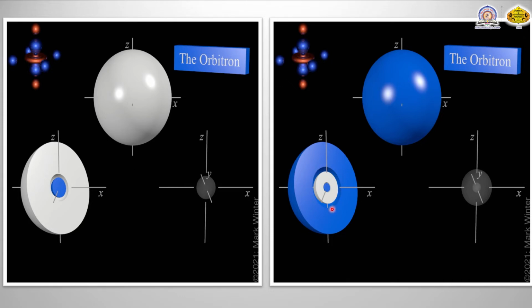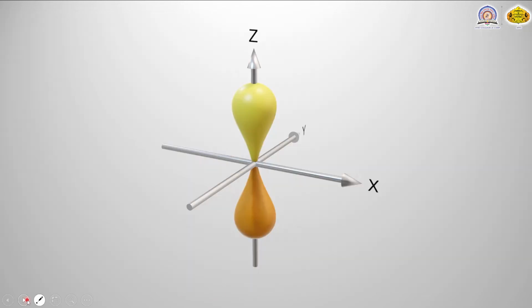So based on that formula, number of nodes is equal to n minus L minus 1. We have calculated the number of nodes for 3s orbitals are 2. Likewise, for p orbital, we know the shape of p orbital is basically a dumbbell shape.